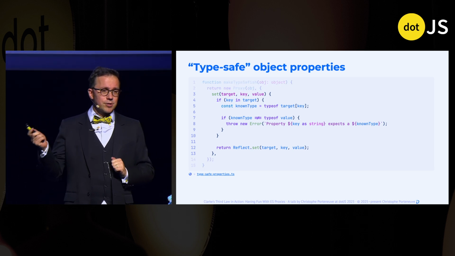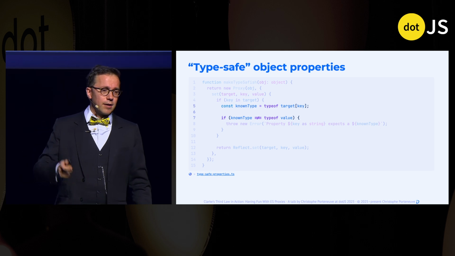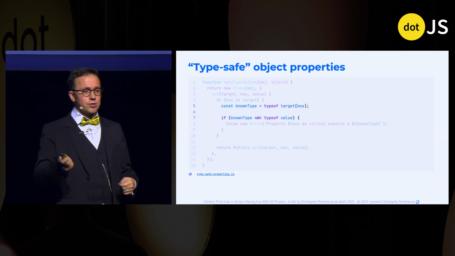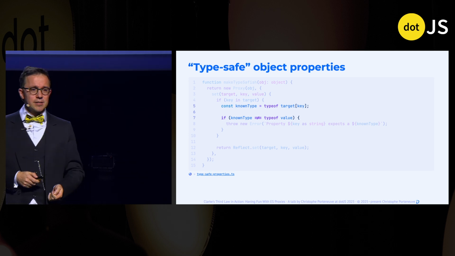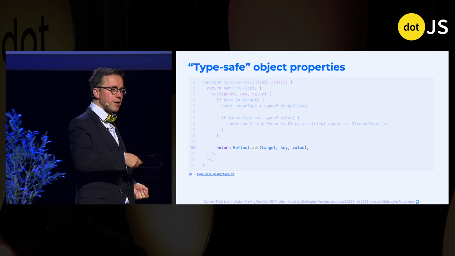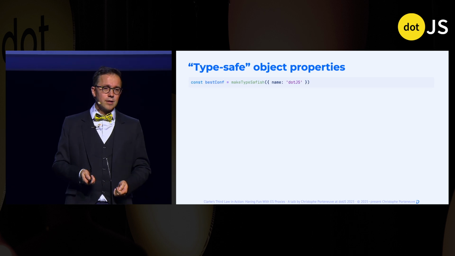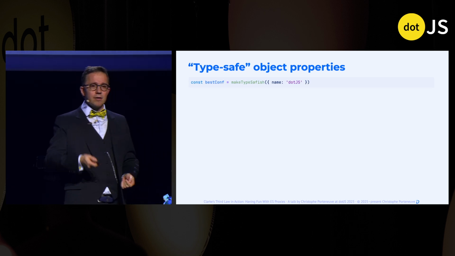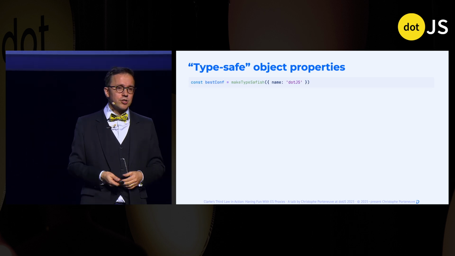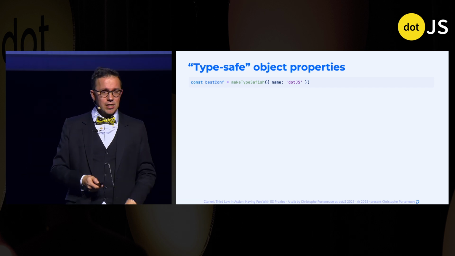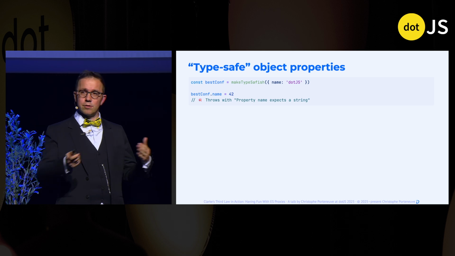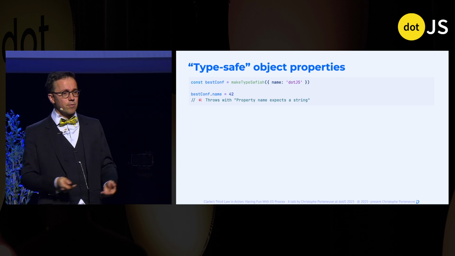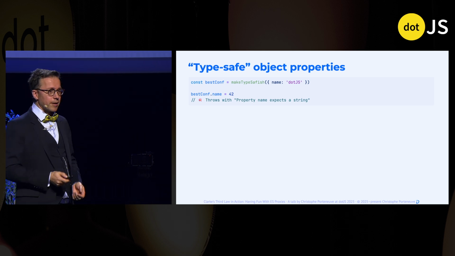So as you can see, I'm intercepting the set trap, and if that property does exist, which is the in, I'm looking at the known type, and if that known type is not the type of the value that I'm passing, I am throwing. Otherwise, I'm delegating to this, right? So let's say, again, we have that object named dotJS. We're making it type safe-ish. And if I do try to write in name a number, and the original type is string, it will throw. It will throw a property name expects a string.